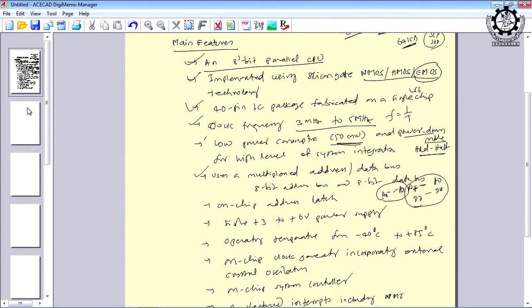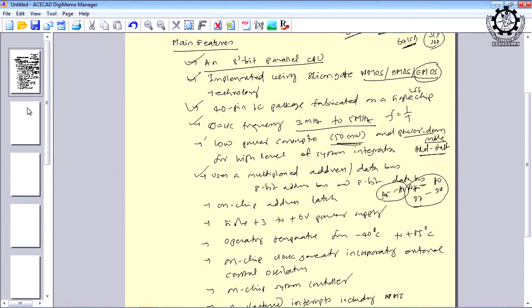And how at a particular point of time it is storing the address, and at a later time it is storing data, that is controlled through a latch called the address latch. These things we will discuss afterwards, along with another signal called ALE. ALE stands for address latch enable, right.